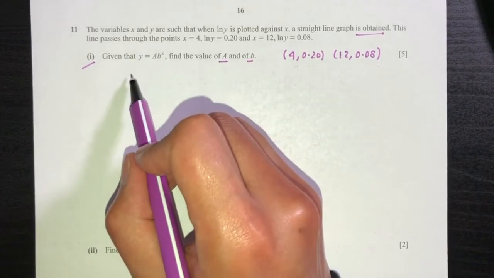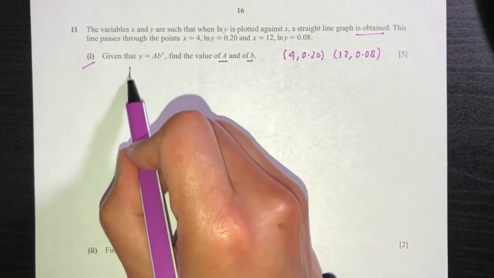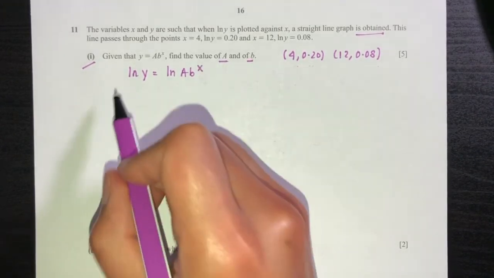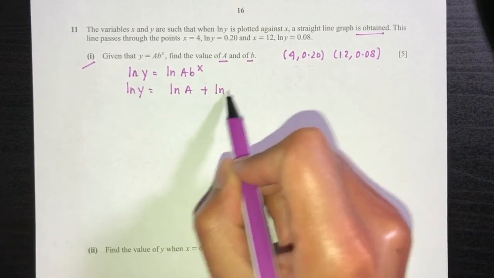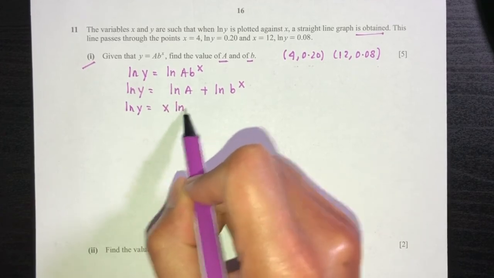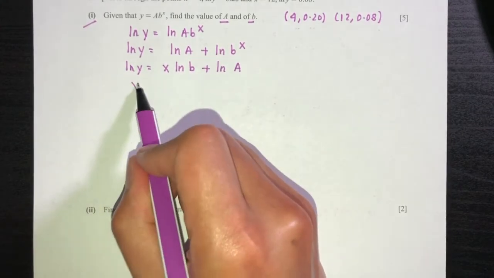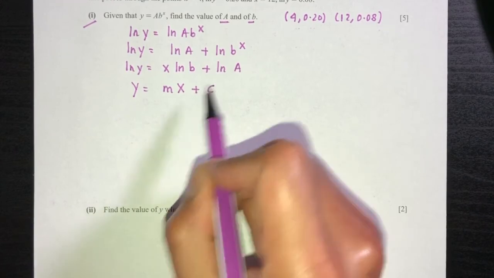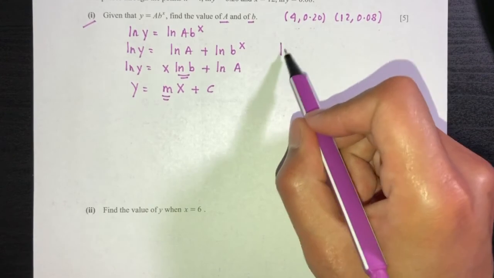So pretty easy. First step is we have to express this in terms of ln y and x. So we can take ln on both sides. You will have this. Then we have to simplify. That will become ln a plus ln b to the power x. So ln y will be x ln b plus ln a. As you can see, this is in the form of y is equal to mx plus c, where this is your gradient. So let's find the gradient. So ln b is your gradient.